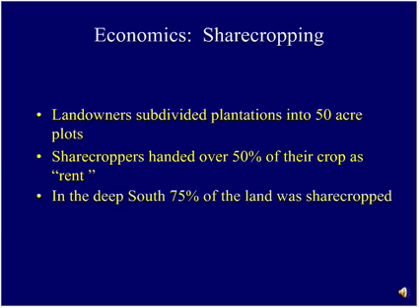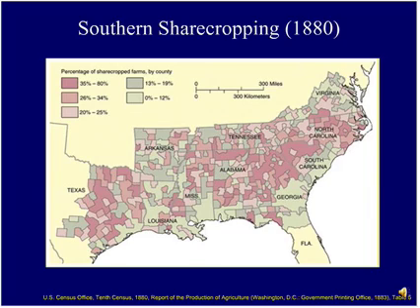In the Deep South, about 3/4 of the land was sharecropped. By the way, most black families were sharecroppers, but there were a significant number of white families who also sharecropped the land. This map provides a visual aid demonstrating the percentage of sharecropped farms by county in the American South by the late 1800s.